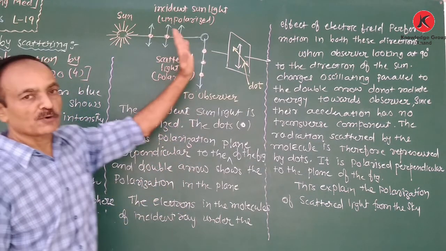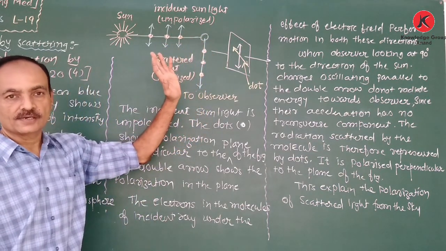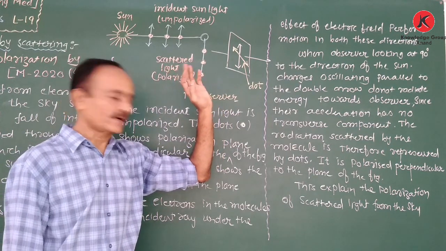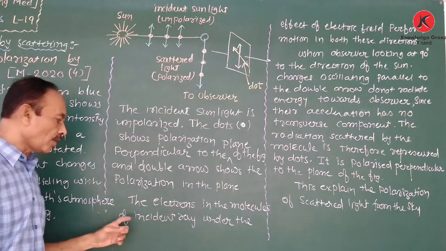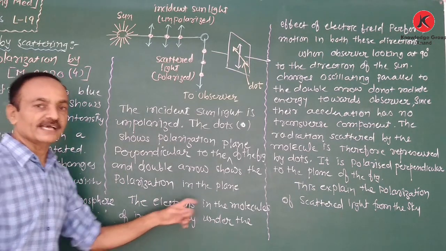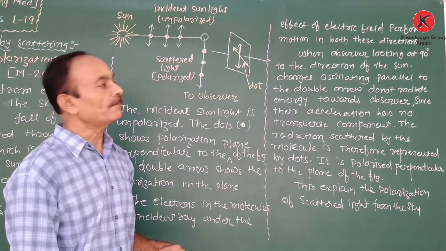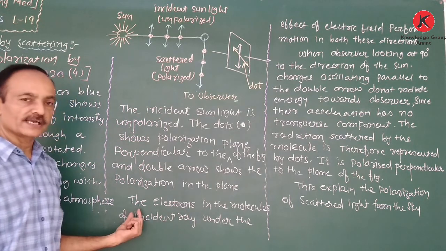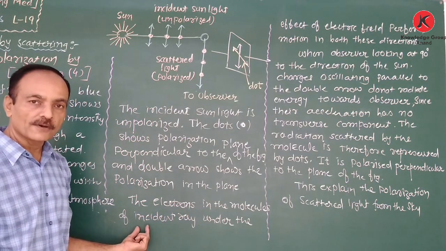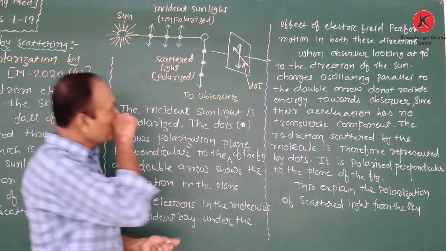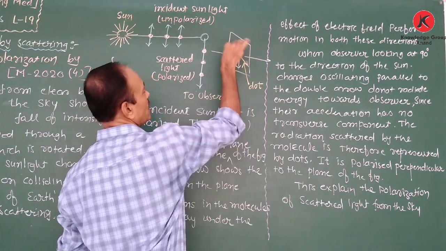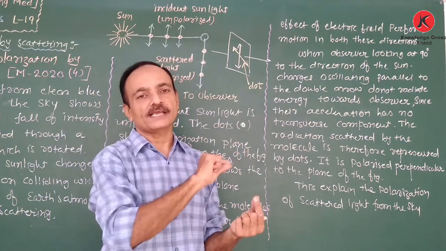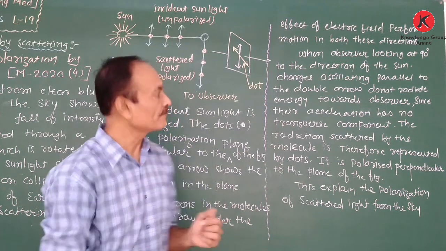Now what happens in the atmosphere? The atmosphere of the Earth is made up of positive and negative charges, like the electron. The electrons in the molecules, under the effect of the electric field of the incident ray, perform motion in both of these directions. These electrons oscillate vertically up and down, and also in and out with respect to the field.